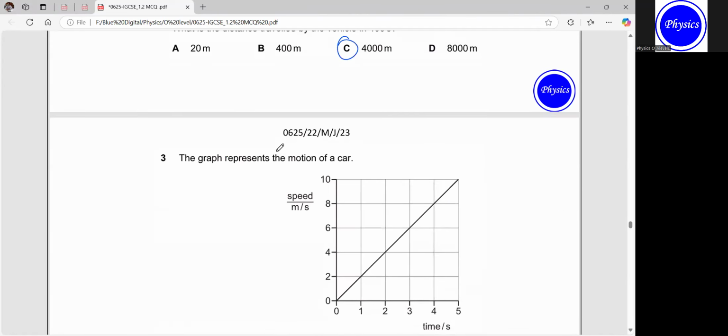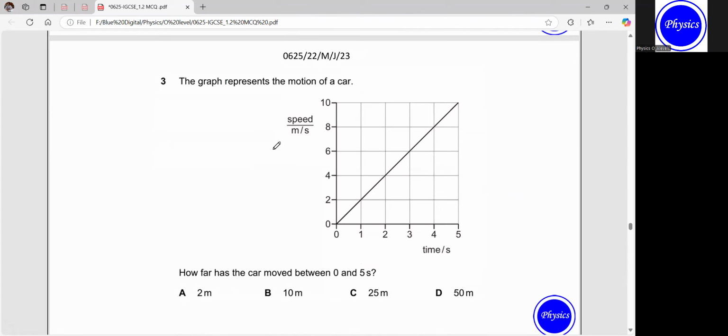Okay. The next one. The graph represents the motion of a car. How far has the car moved between 0 to 5 seconds? Again, distance traveled. Distance traveled is the area under the curve, which is half times base, which is 5, times height, which is 10. So it's 25. Yeah, it's 25.